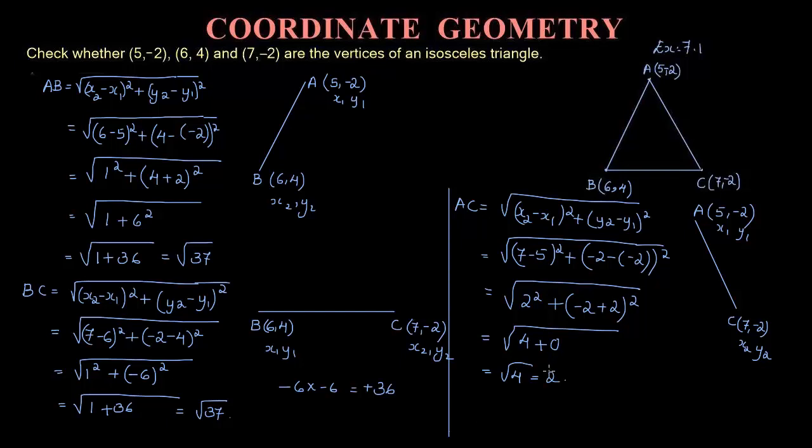So for an isosceles triangle, any two sides should be equal. So you can observe AB and BC. What is the answer you have got? You have got root of 37, right? So AB is equal to BC. The two sides are equal. Therefore, it is an isosceles triangle.